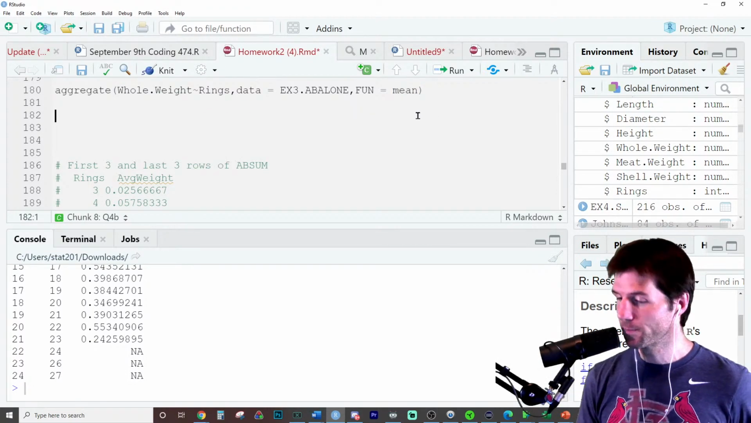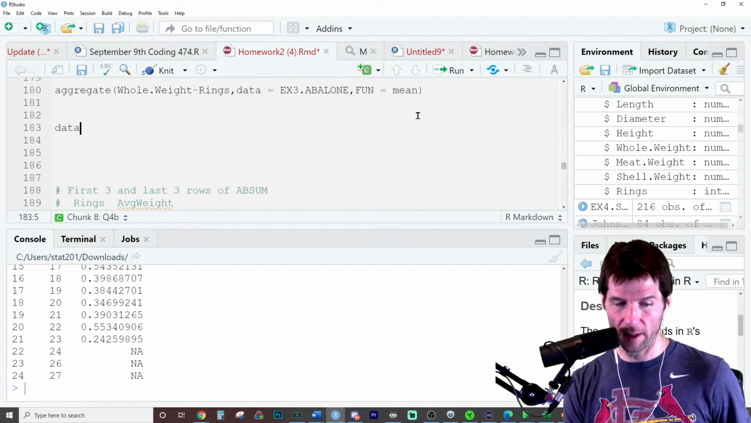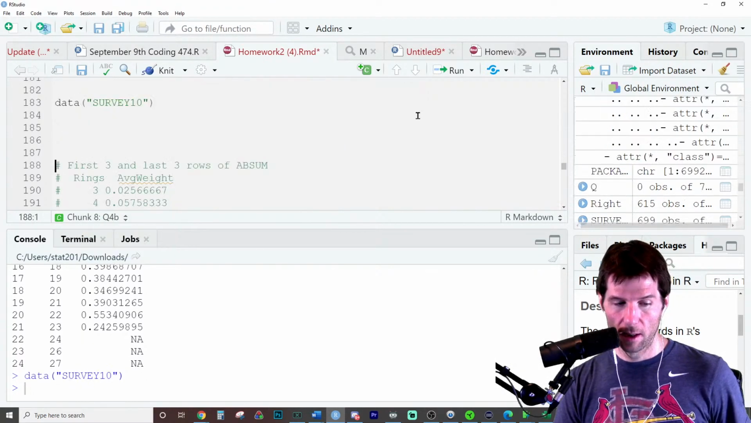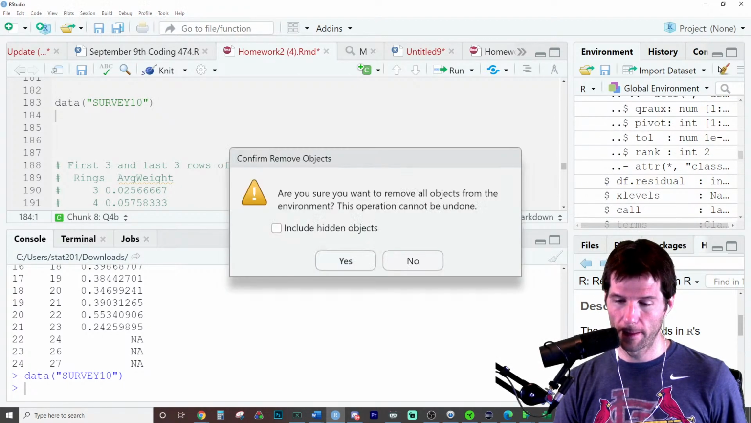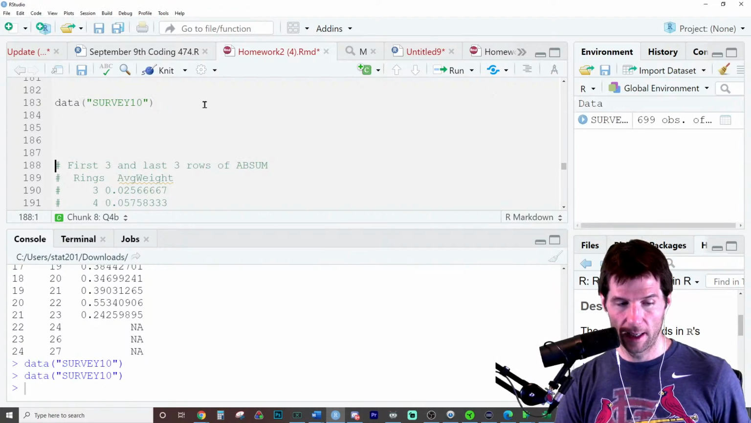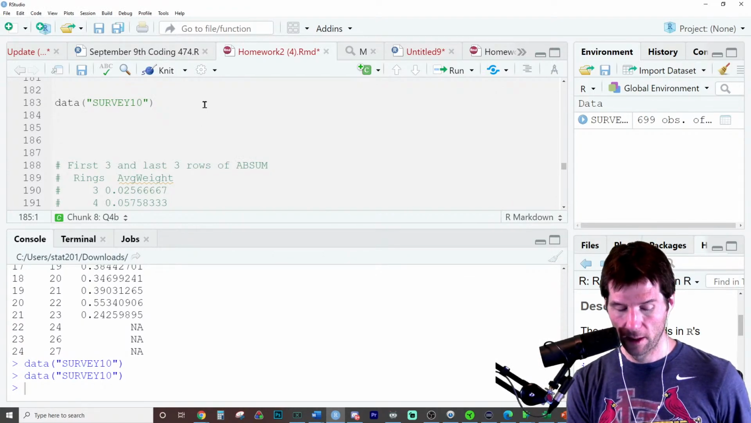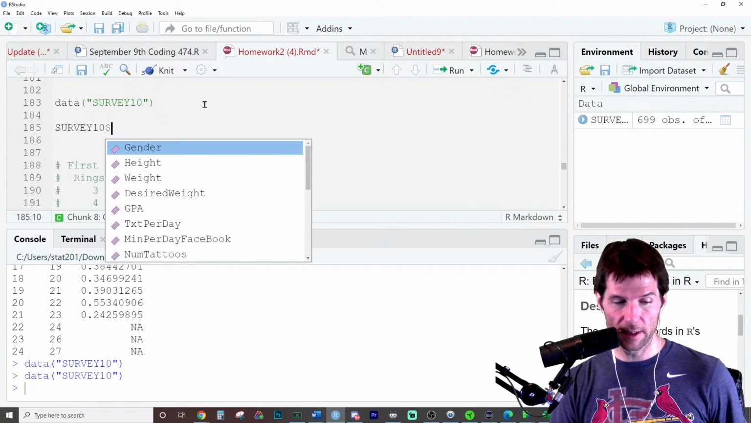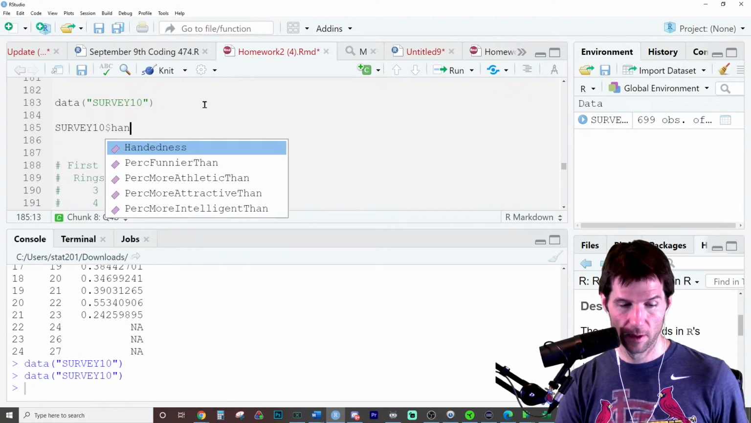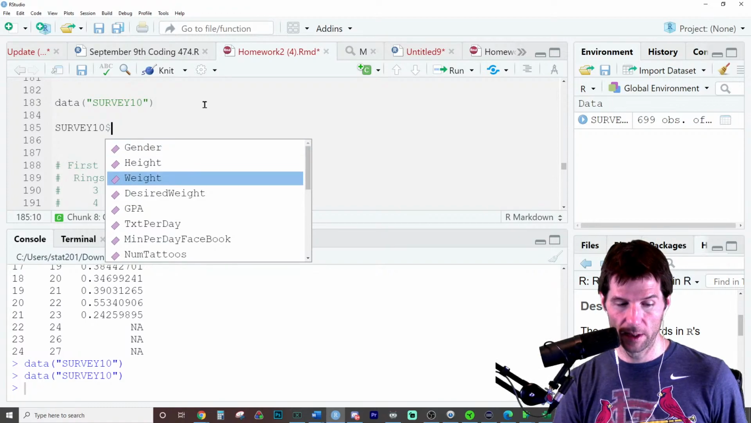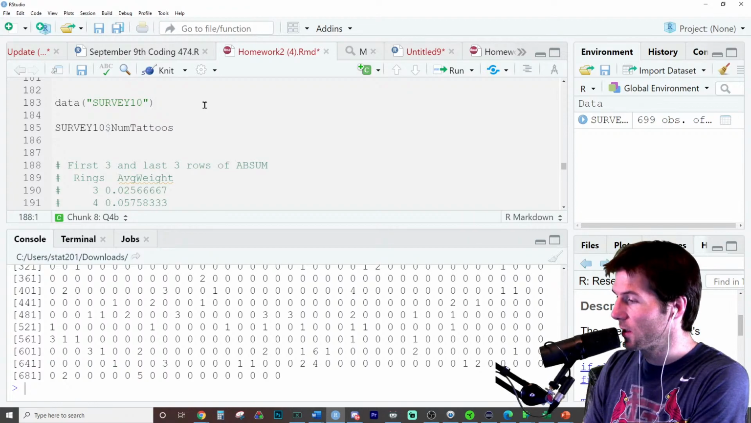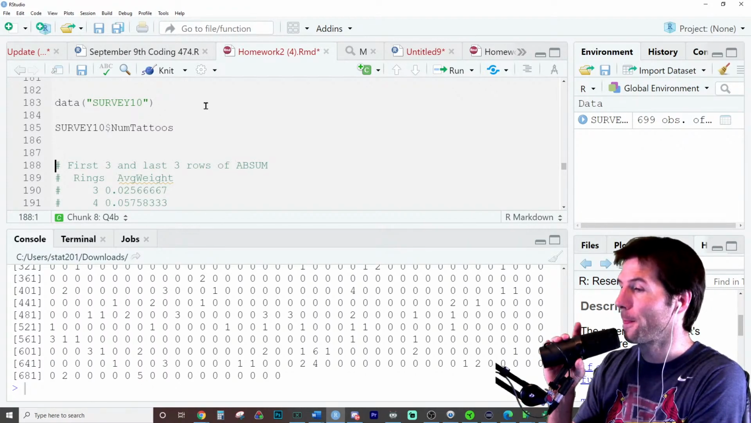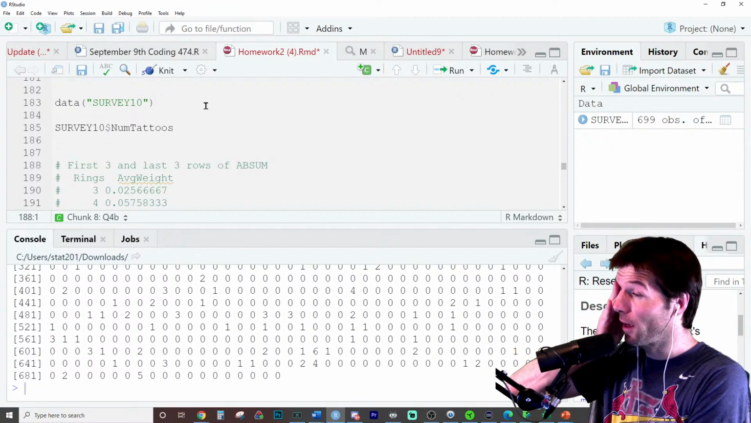So what do we want to do? Well, I'm not doing your exact problem again, so you can't do exactly what I do. But if I wanted to talk about students in the Survey 10 data frame, let's clear out the brain. The students in the Survey 10 data frame have different values of, let's say, handedness. Let's not do handedness because we're doing a quantitative one. Students have different values of number of tattoos that they have. Yep. So students have different values of tattoos.